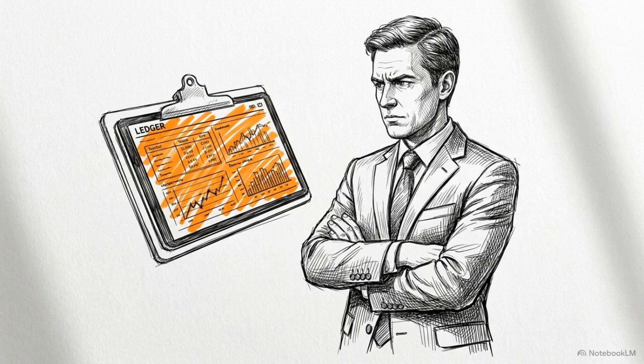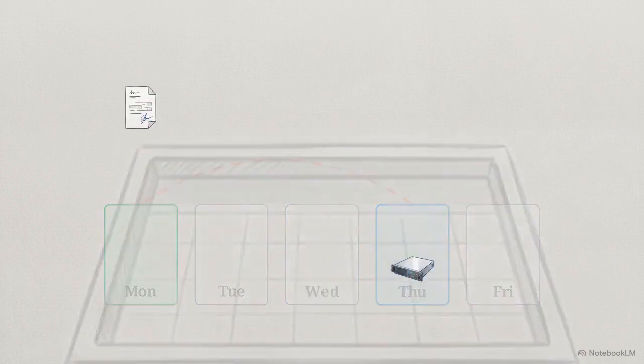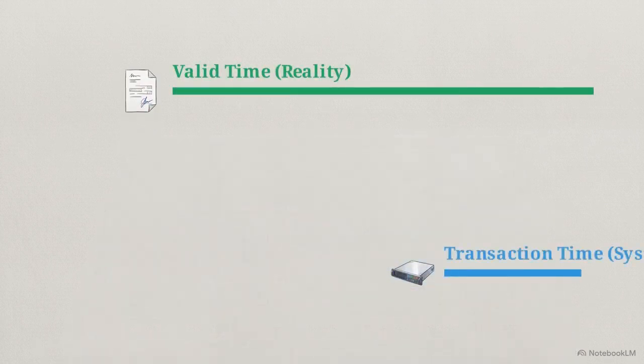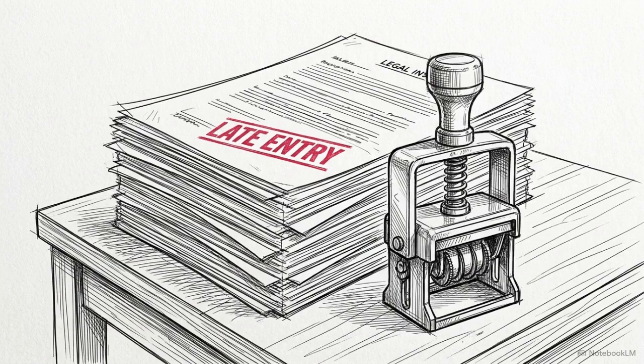However, relying exclusively on valid time exposes a vulnerability during a corporate audit. Consider a scenario where a contract is signed on Monday, but the paperwork isn't processed and entered into the database until Thursday. The valid time started on Monday, but the system didn't actually know it for 3 days. Tracking real-world truth is insufficient if the system cannot prove exactly when it learned that truth.